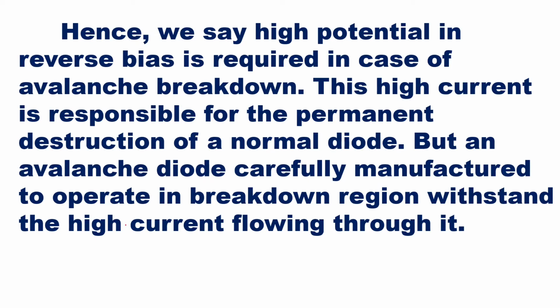This high current is responsible for the permanent destruction of a normal diode, but an avalanche diode, carefully manufactured to operate in the breakdown region, can withstand the high current flowing through it. So there is a limit for the high current which can flow in the reverse direction. So that is shown here.